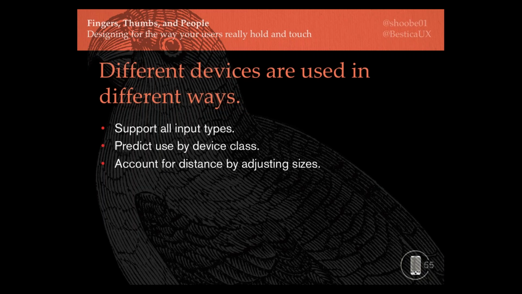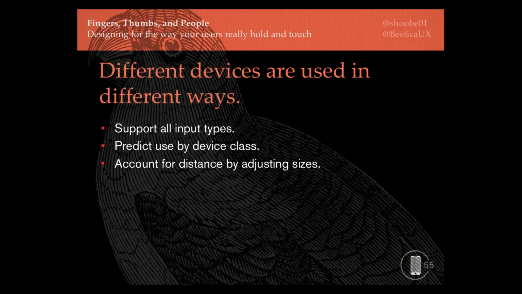So, support all input types, especially if you're building responsive websites or expect to make an app for both tablet and handset. That means support touch, pen, and keyboard navigation and entry. If you can, get data on how your users work in their actual environment. But for most users, the patterns I outlined are pretty safe, and you can predict size and use by device class.